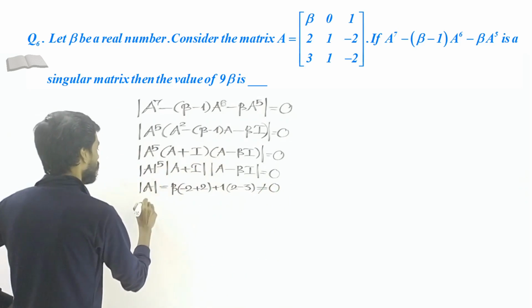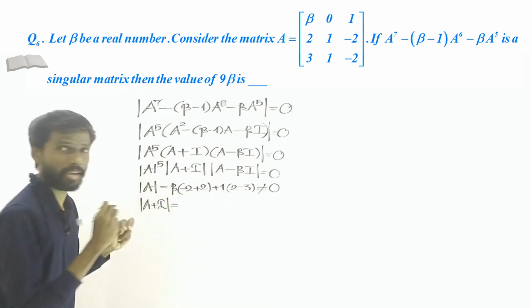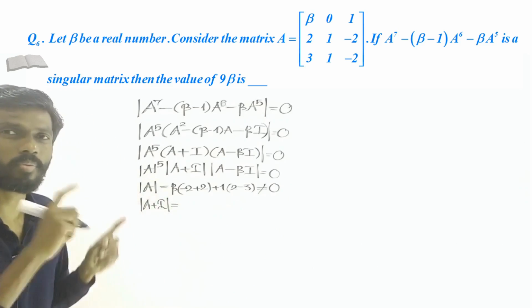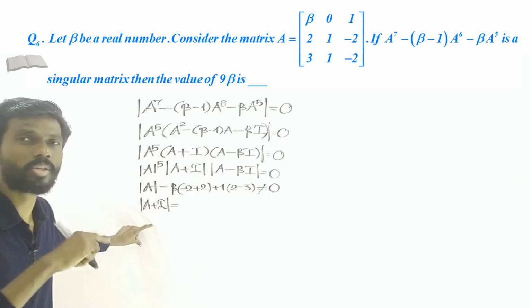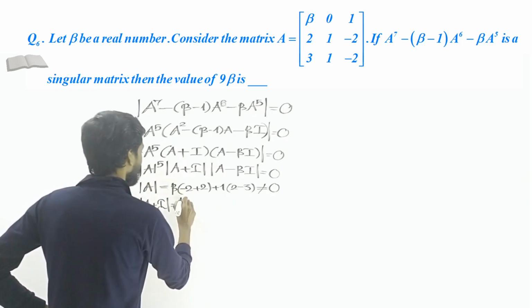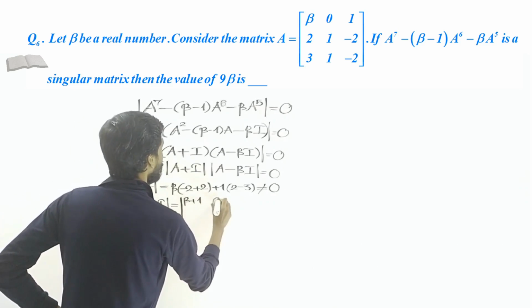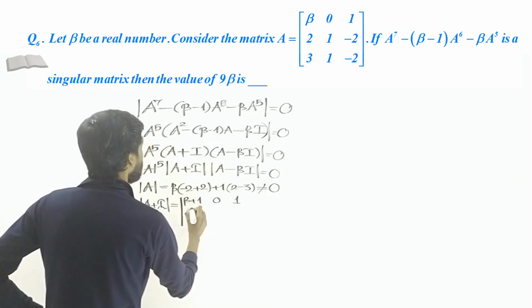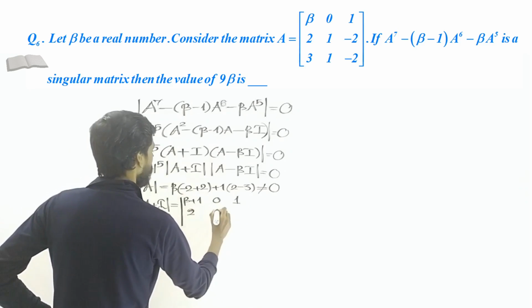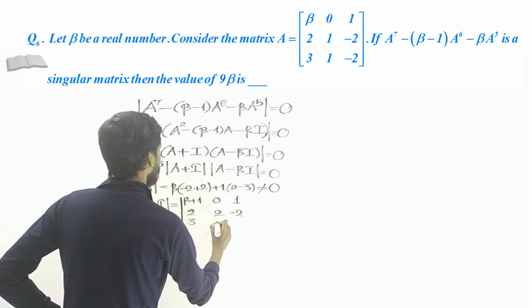Now let us find the determinant of A plus I. What is the determinant of A plus I? With the matrix A, you add I. I means what? 1 0 0, 0 1 0, 0 0 1. That matrix can be added and then we find the determinant. So 1 is added: beta plus 1, 0, and then 1, and then 2, and 1 plus 1, 2, minus 2. Just adding the identity matrix with this matrix.